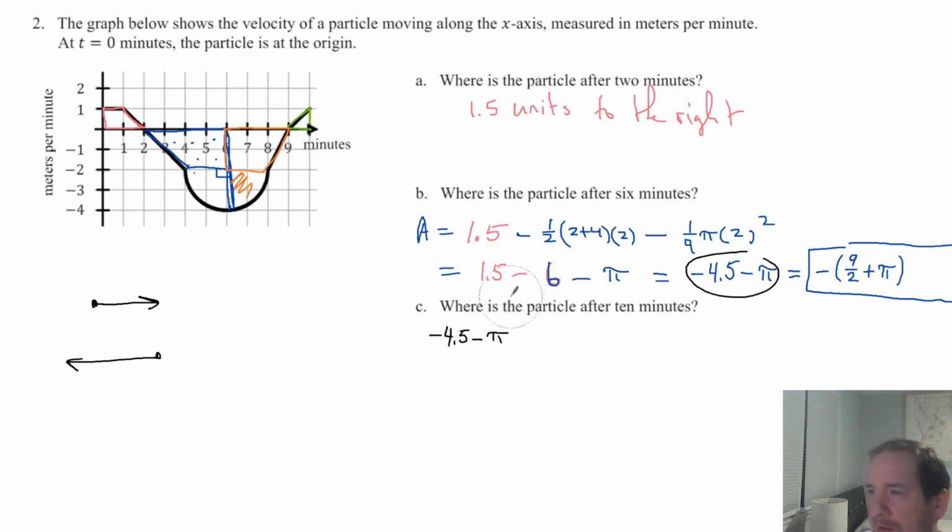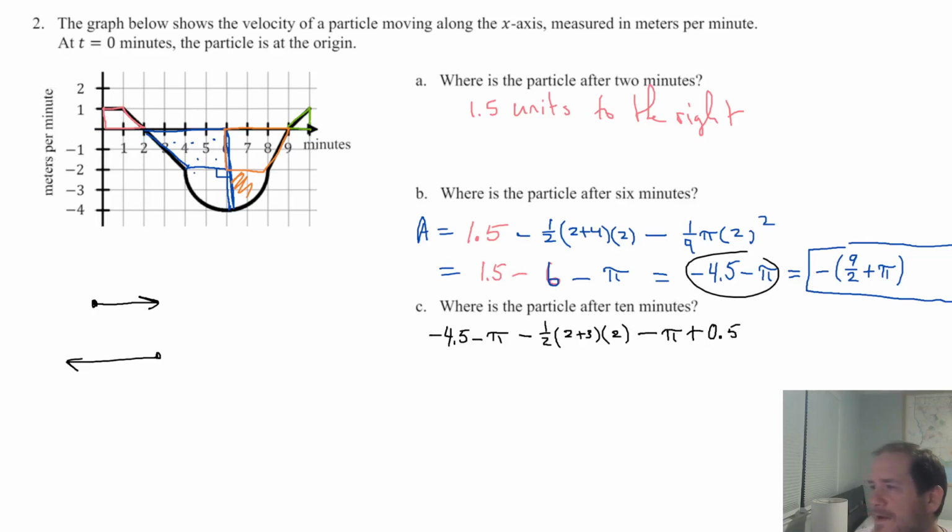minus pi. Then we'd want to take away this trapezoid. So taking away more area, this orange area. This time it's 1/2, the bases are 2 and 3, so 2 plus 3, and the height is 2. Then we want to take away the orange quarter circle, which should just be pi again. You're subtracting another pi. Then we're adding on this one little baby green one, which is just half of a unit, so 0.5. But that now should be all the area on the interval from 0 to 10.